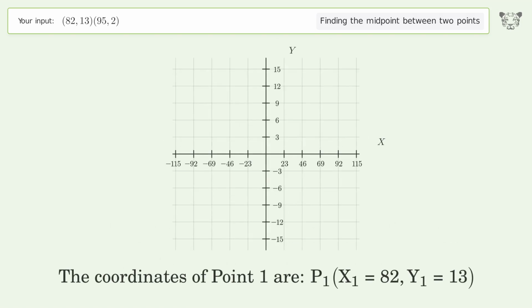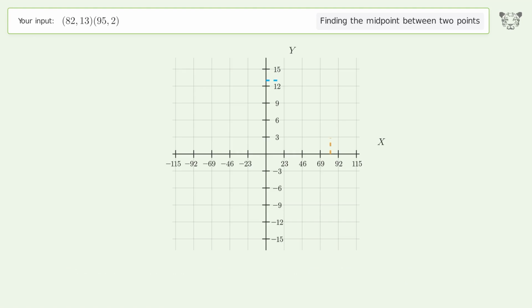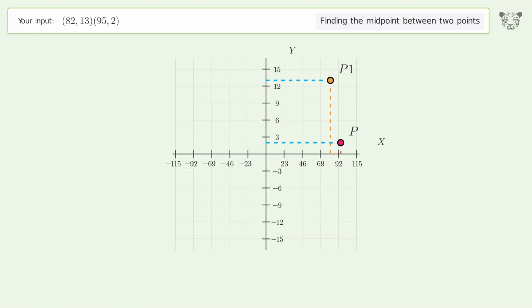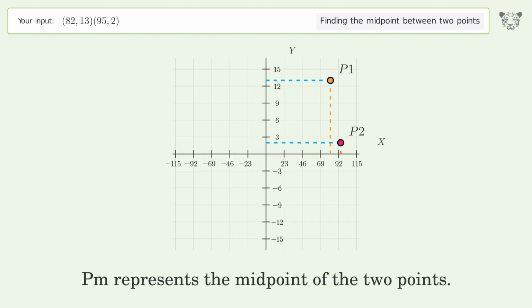The coordinates of point 1 are x1 equals 82, y1 equals 13. The coordinates of point 2 are x2 equals 95, y2 equals 2. PM represents the midpoint of the 2 points.